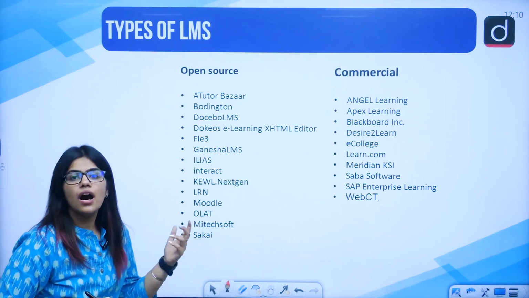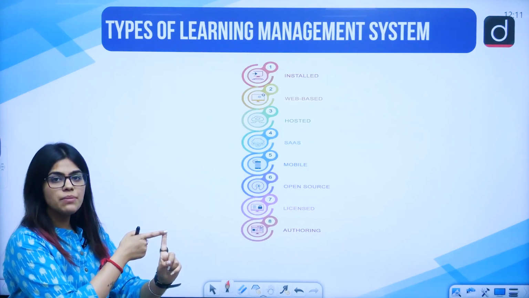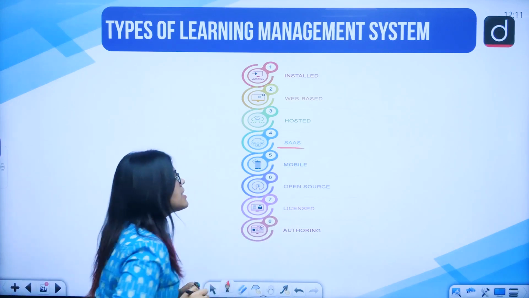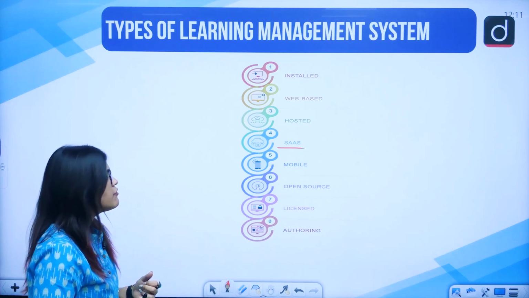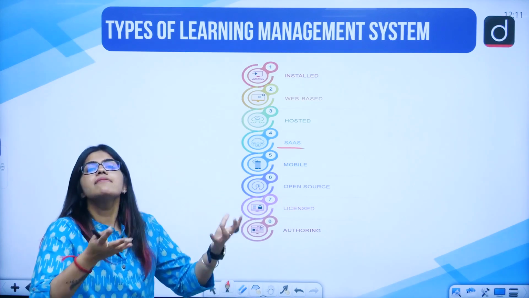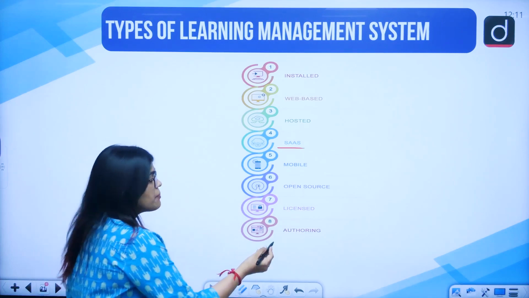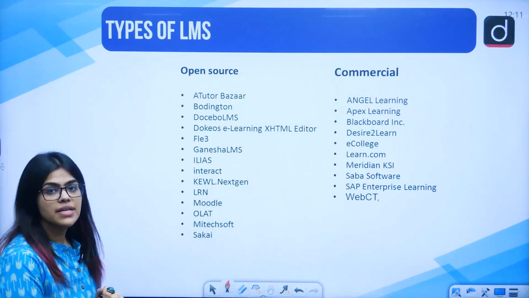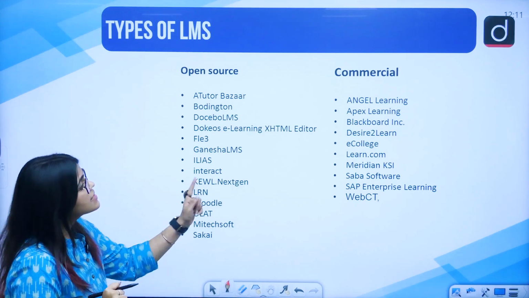There are different types of LMS. This is something that they ask in the paper also. So these types of LMSs are like installed LMS, web-based LMS, hosted LMS, SaaS LMS, and mobile LMS that you can download on the mobile phones. Open source is a type of LMS that anyone can create. You don't always need an admin for it because it is openly available. Some are licensed, you have to purchase it, right? These are the different types of LMS. Some can be open source, again it is openly available, and some are commercial.